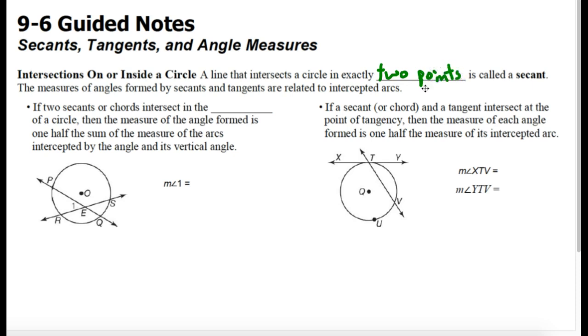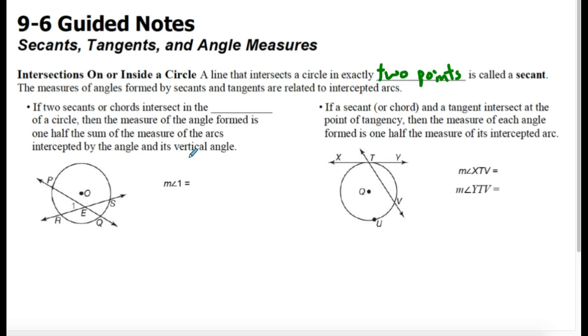So if you remember, back to the beginning of this chapter, we also called a segment that intersects a circle in 2 points a chord. So if we look at this picture right here, I could say that this line segment between P and Q is a chord, but if I extend it out to be an entire line, then we call it a secant.